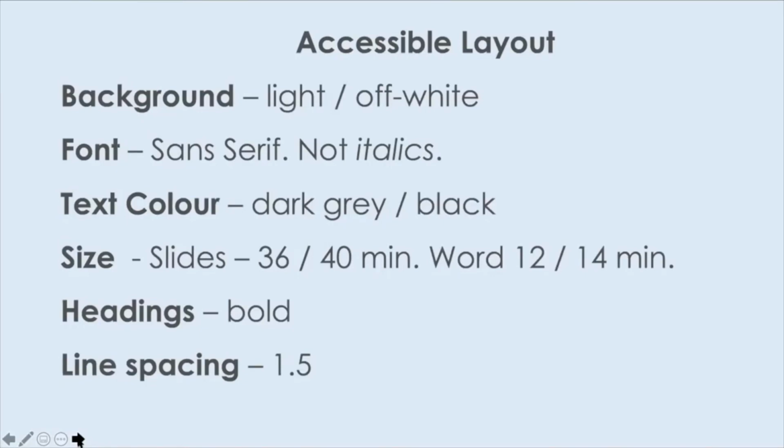So yeah, this is just a summary slide. So for accessible layout, I would say background light or off-white, font sans serif and not italics, because italics makes it more difficult to read. Text color, dark gray or black. Size, if you're using PowerPoint slides, 36 or 40 minimum. Word documents, minimum of 12, but preferred 14. But if your students are learning online, obviously try and increase that or have a way of zooming in. Put your headings in bold or your rubrics in bold or anything for emphasis in bold, and use 1.5 line spacing. Thanks very much, Emily.